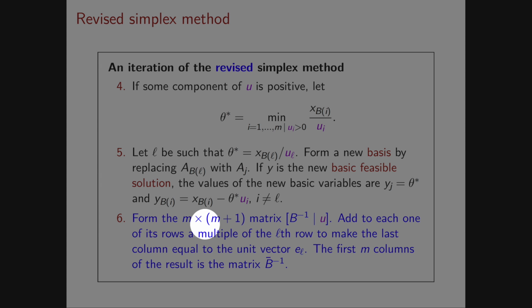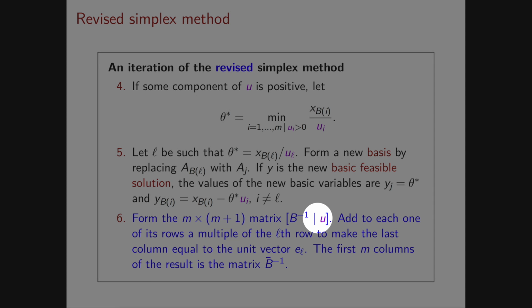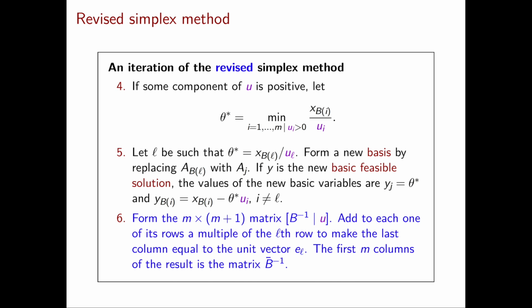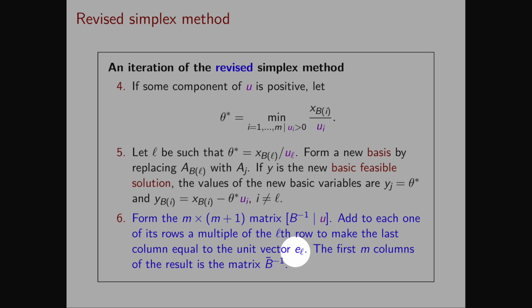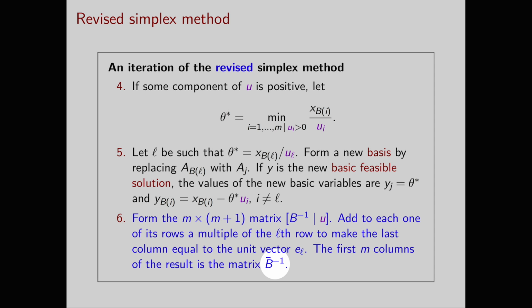We form the m times m plus 1 matrix obtained from B inverse by appending the vector u. We add to every row of this matrix a multiple of the lth row to make the last column equal to the unit vector EL. Once we have done this, the first m columns of the resulting matrix is exactly B bar inverse.